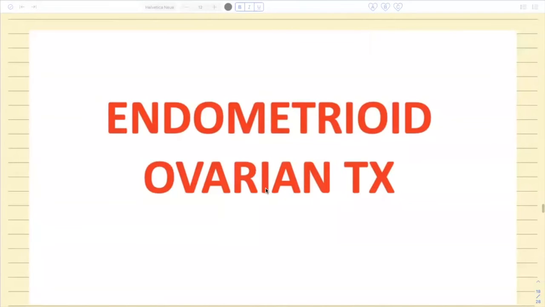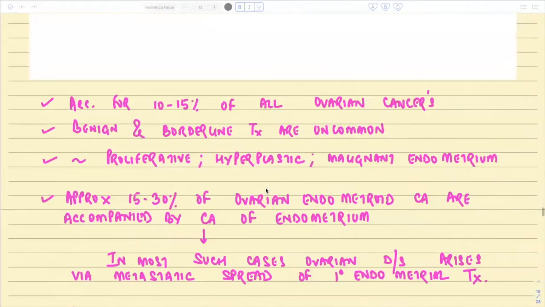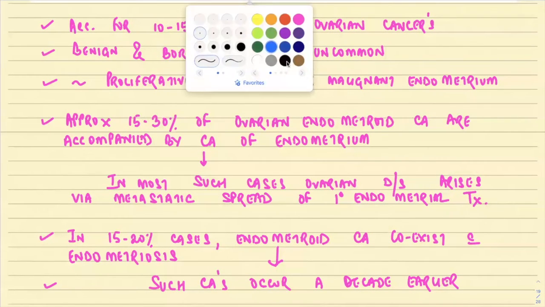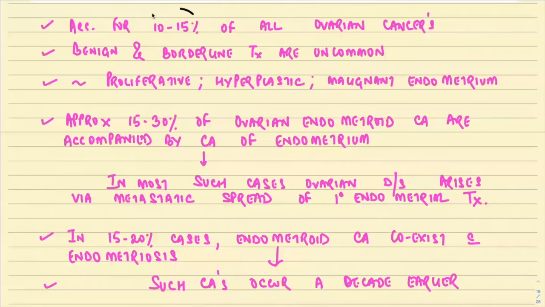So the next important epithelial tumor is the endometrioid variety of ovarian tumor. This endometrioid variety accounts for 10 to 15% of all ovarian cancers. Over here also, just like in any other epithelial tumor of the ovary, we have benign, borderline, and malignant tumors. But in the category of endometrioid tumors, the benign and borderline tumors are quite uncommon. It is not very common to find these tumors.